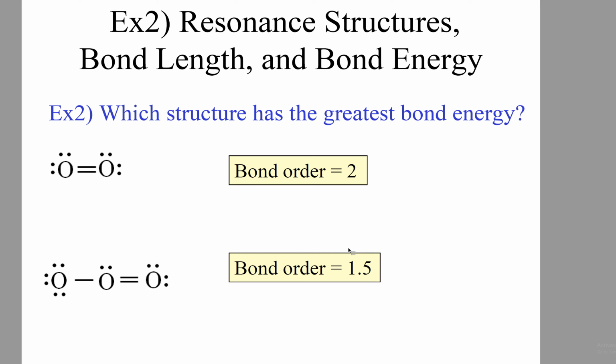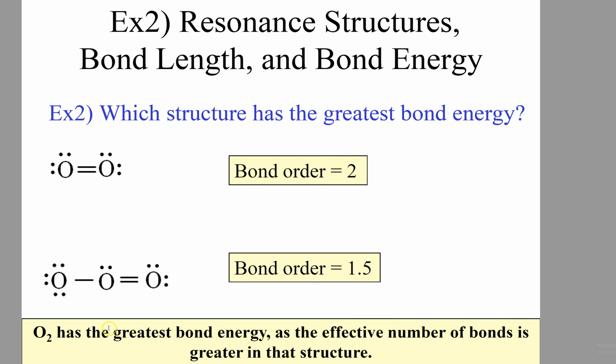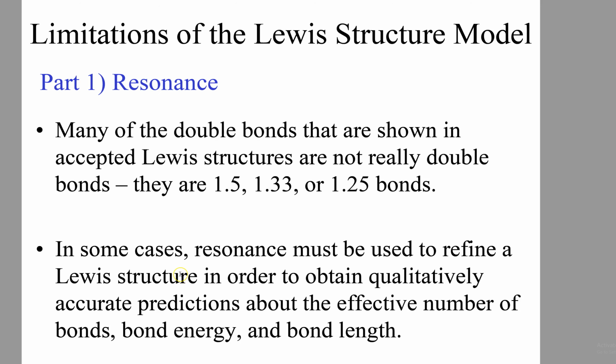And so if you take a look at how many bonds you have divided by how many are attached to the oxygen, you're getting 1.5. Now we compare the 2 and the 1.5, and because O2 has the greatest bond energy, it's going to have a greater number of bonds in that structure. So O2 is definitely going to have more energy than the O3 molecule.